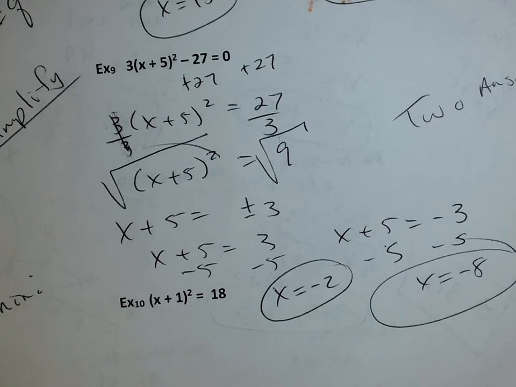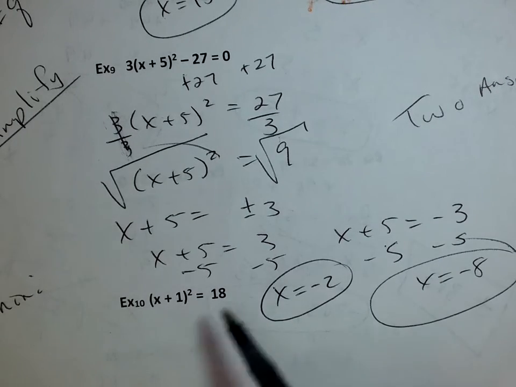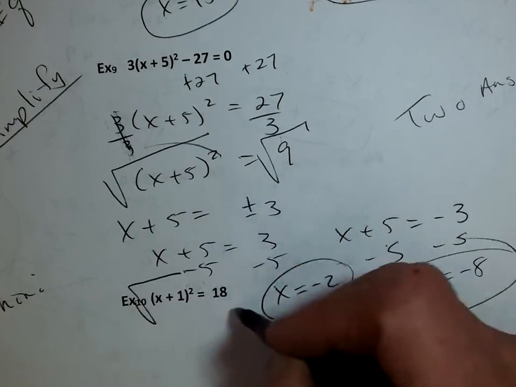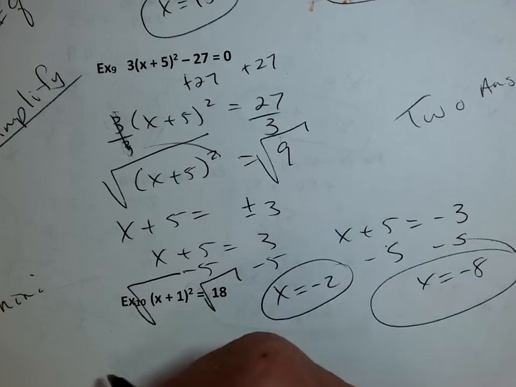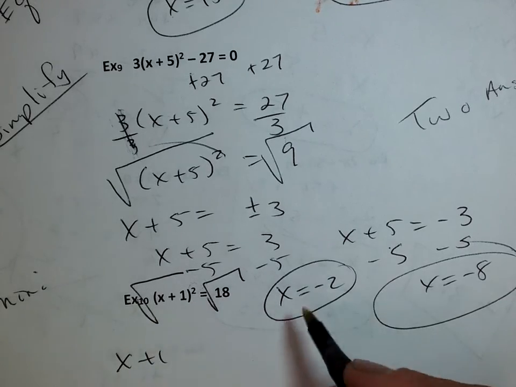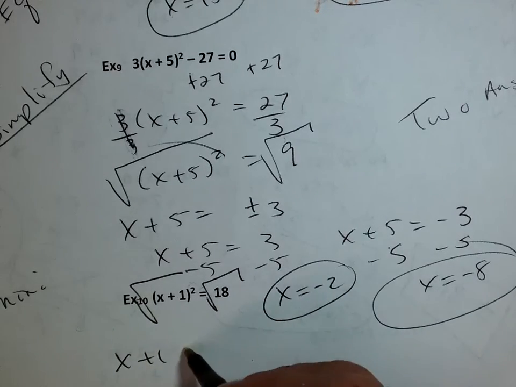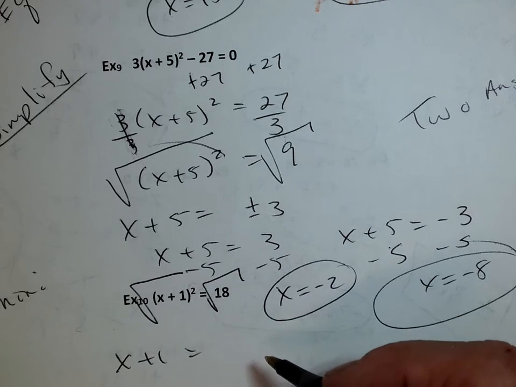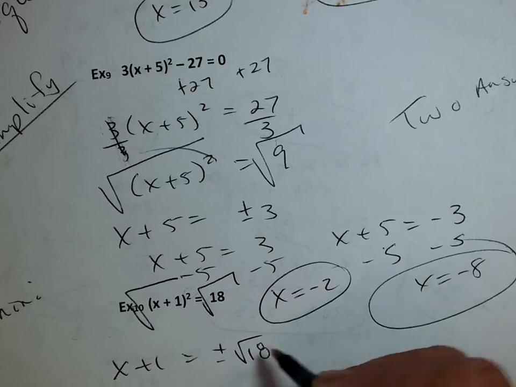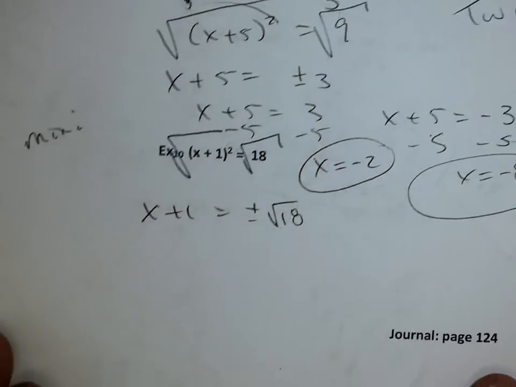Okay, so you guys, what do you think? Next one. So how do I get rid of the square? Square root it, because it'll get rid of the square, right? The square and the square root cancel each other, so I get x plus 1. You're way ahead of me. Good job, that's totally correct: plus or minus the square root of 18. Nice job, okay?